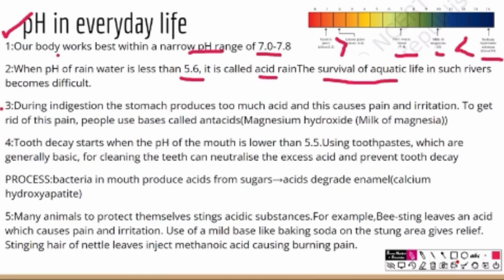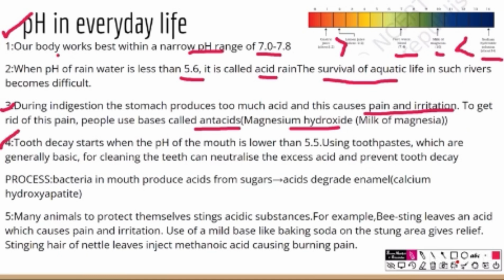Then we have indigestion. What happens during indigestion? There is excess of acid, excess of hydrochloric acid produced in our stomach, which causes pain and irritation. We have seen this example. So to get rid of this pain, we use antacids like milk of magnesia, which has magnesium hydroxide, and you have seen the pH is 10. So it neutralizes. Again, the neutralization reaction comes into action during this indigestion example.